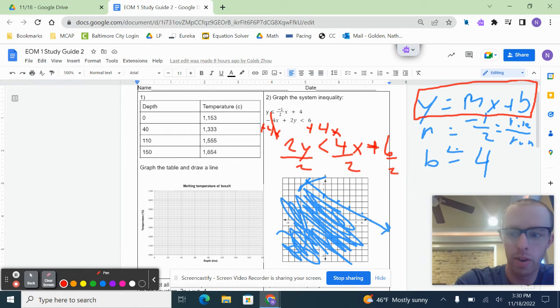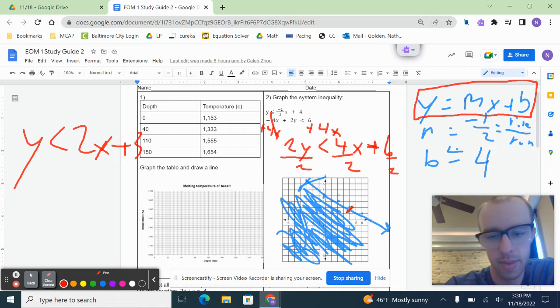And I'm going to write it all the way over here on the left side. I get y is less than 4 divided by 2 is 2, 2x plus 3. And so now this equation looks like this. I'm starting here at positive 3, right? The b is positive 3.